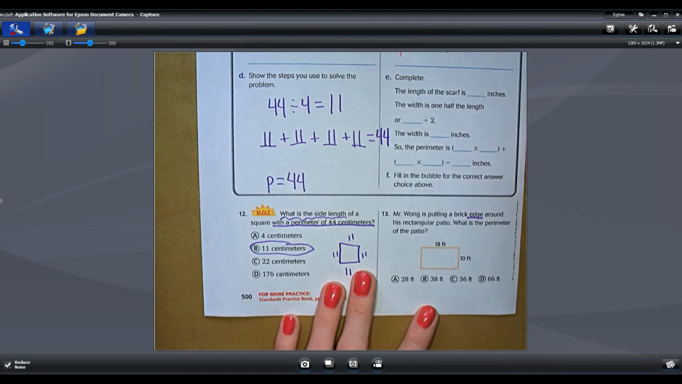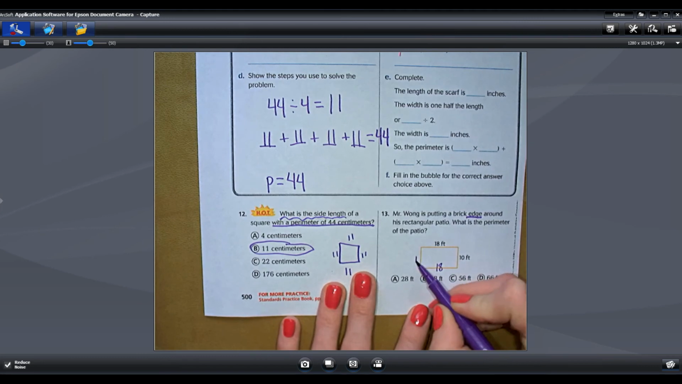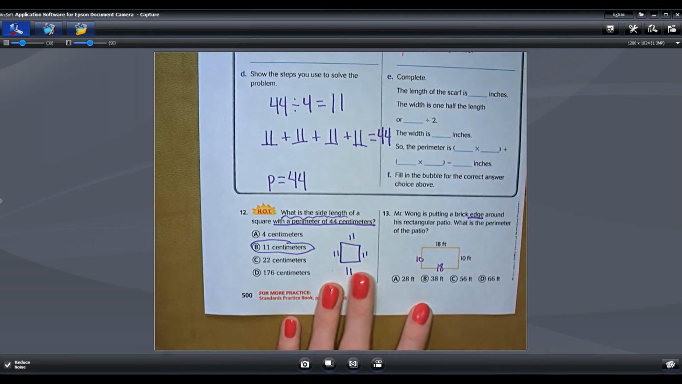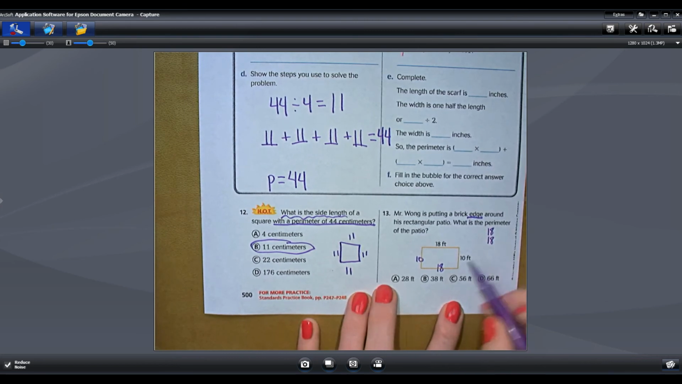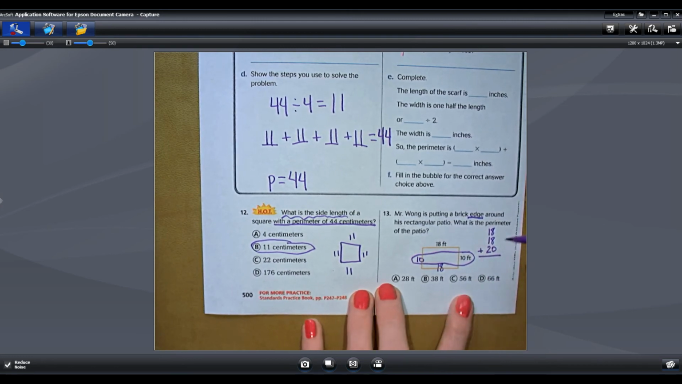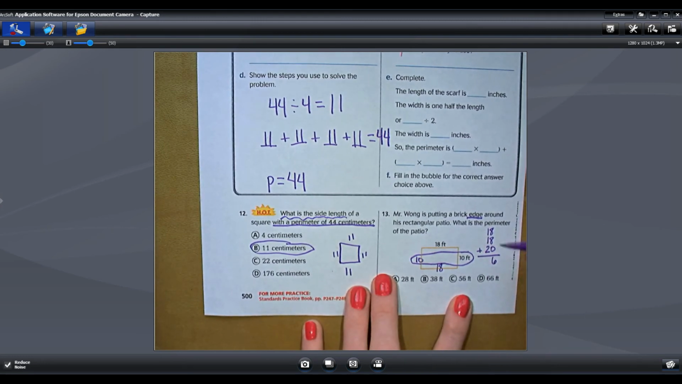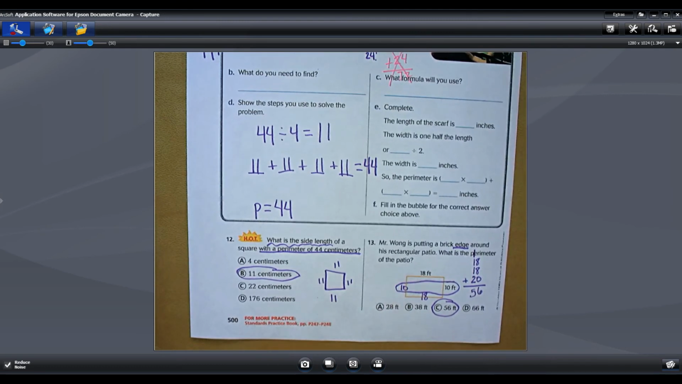Okay, pause me. Okay, if this is 18, then this is 18. If this is 10, then that is 10. Okay, so I need to add 18 plus 18. I know this 10 and 10 right here are going to equal 20, so I'm just going to make it a 20. Okay, 8 plus 8 is 16. 1, 2, 3, 4, 5. 56 feet. Hopefully that's the same thing that you got.